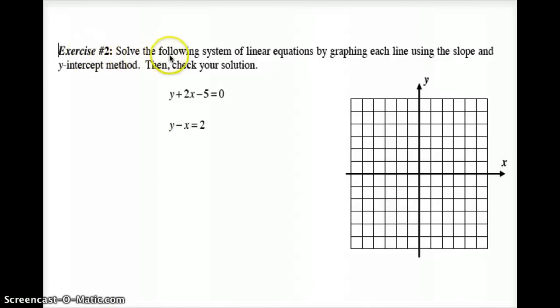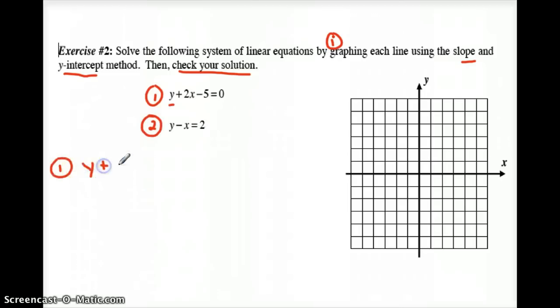Exercise 2. Solve the following system of linear equations by graphing each line. So we're going to graph each line using the slope-intercept, y-intercept method, and then check your solution. Okay, so the slope-intercept method means we have to get this y alone. So let's rewrite this. We're going to name that number 1, and we'll do number 2. So number 1 says y plus 2x minus 5 equals 0.